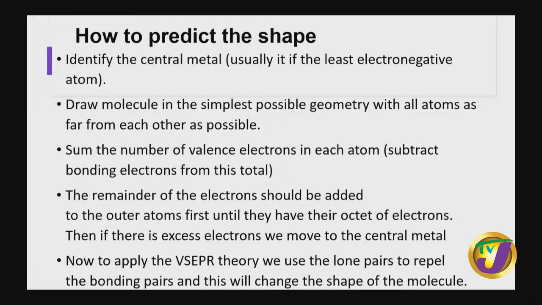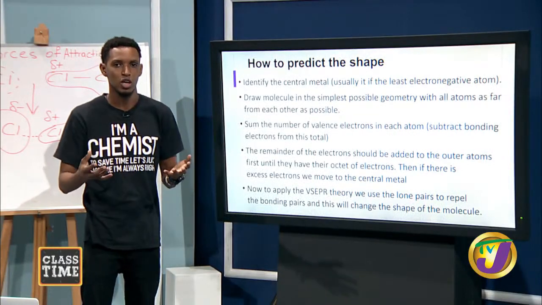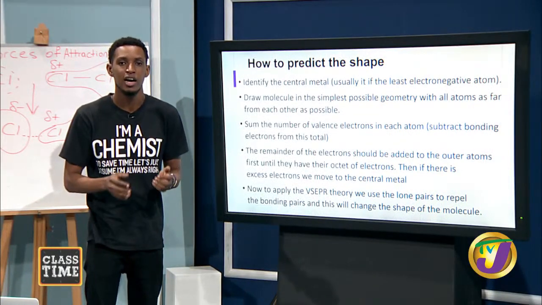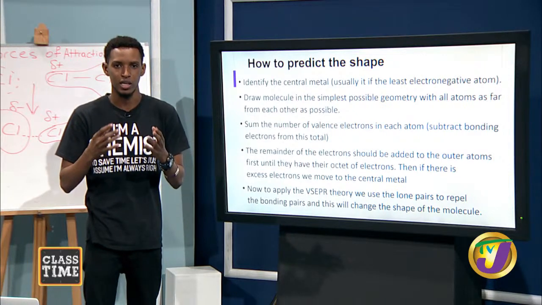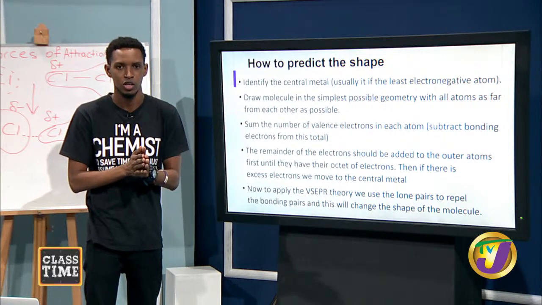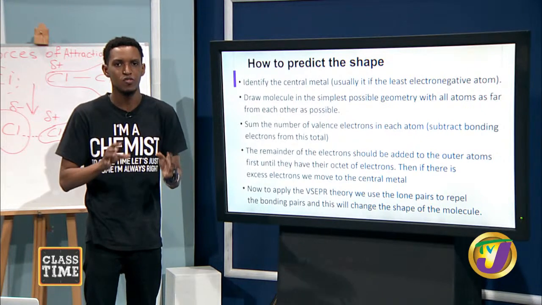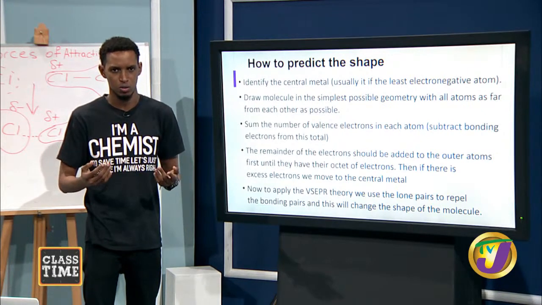The next one says draw the molecule in the simplest possible geometry with all the atoms as far from each other as possible. Now, we do this because we want to ensure that all the bonding pairs are as far from each other as possible, because the bonding pairs have electrons in them and we don't want to draw all the bonding pairs right next to each other. So we try to space them out as far from each other as possible.